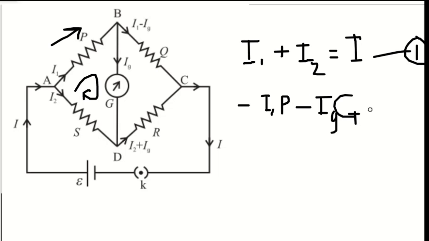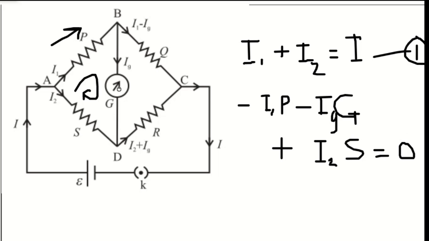So we can write this as positive, and the amount of current is equal to I2 into the resistance, that is S. The resistance is equal to S. And now this must be equal to 0. So this is the second equation.